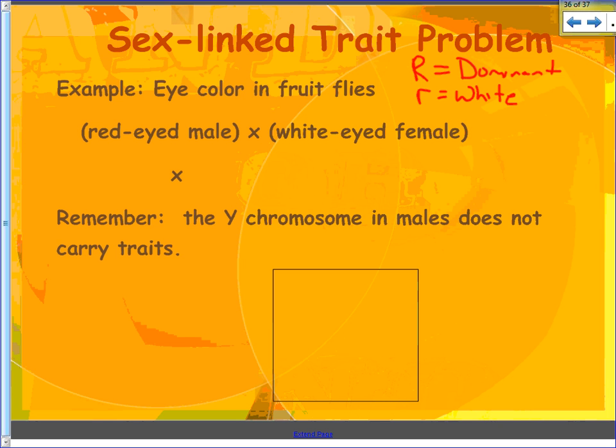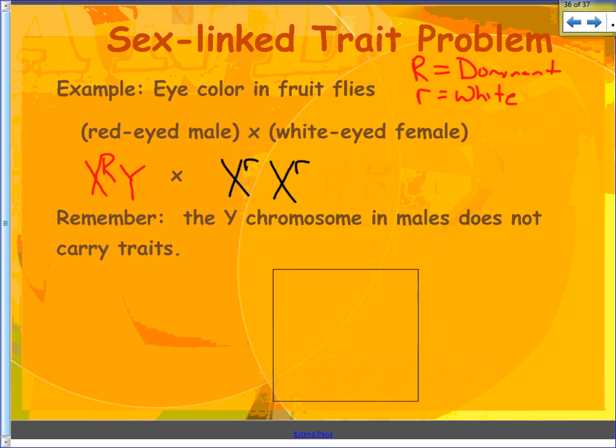If we were to cross a red-eyed male, so again, the first thing I do is I write the X and Y because I know it's a male, and then he is red, so he's got a big R. He has nothing on the Y because it's a sex-linked trait on the X chromosome. Questions will usually tell you if they're sex-linked on the X or the Y, and I will tell you right now, none of our questions will be on the Y. The Y, there's really not much to it. A female that is white, well, she's going to be homozygous recessive.